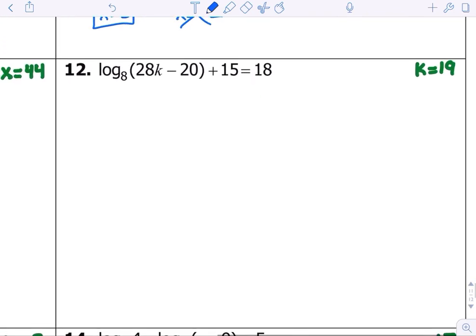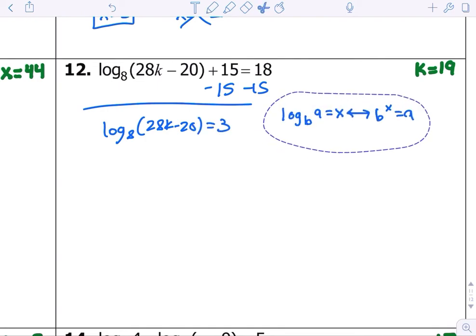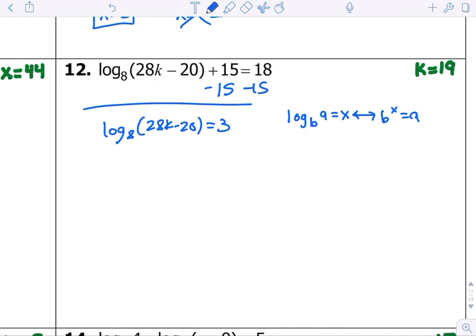12. Alright, so let's subtract 15 from both sides. Log base 8 of 28k minus 20 is equal to 3. So we're going to be using this formula, right? We have log form. We're going to make it into exponential form. So this is going to be 8 to the third is equal to 28k minus 20. We went from here, and notice how we just went to there using this formula. So 8 to the third is 512, which equals 28k minus 20.